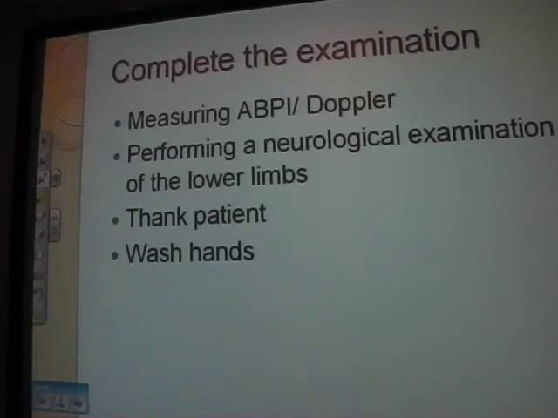Okay, so at the end of the examination, don't wait for the examiner to ask you lots of questions. Just initiate it yourself and summarize the patient like you would for any examination, and then you say, to complete my examination, I would like to measure the ABPI, perform Dopplers, and I would also like to perform a full neurological and cardiovascular examination. Thank the patient, wash your hands, etc.